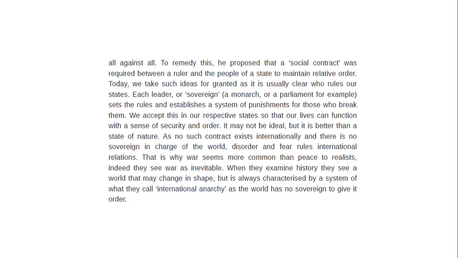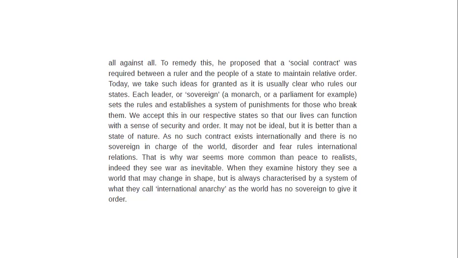It may not be ideal, but it is better than a state of nature, as no such contract exists internationally, and there is no sovereign in charge of the world, meaning one world government. Disorder and fear rules international relations.